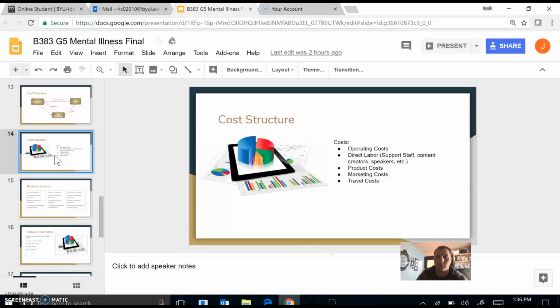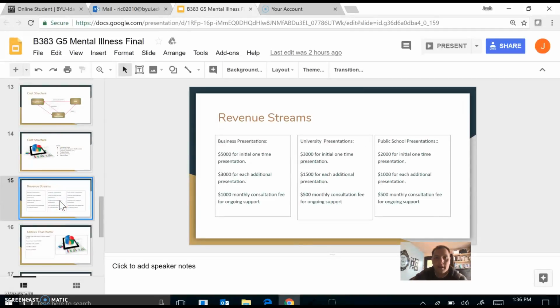Also, along with our costs, we're obviously going to have operating costs, which include an office, computer systems, direct labor staff. We'll have a staff that creates the presentations, speakers, and etc. We'll have product costs, we'll have marketing costs, and also we'll have travel costs, depending on where our presentations are. We plan on going all over, obviously local at first, and then hopefully branching out from there. Our revenue streams we can look at.